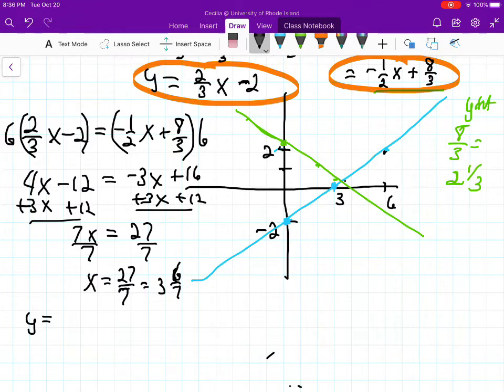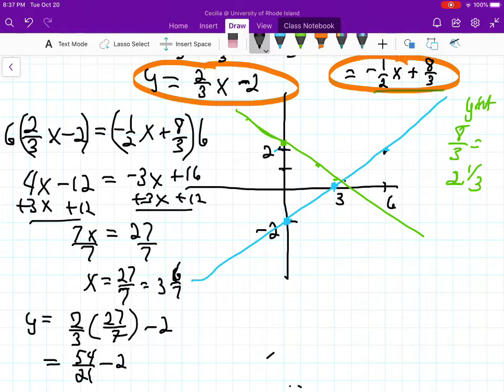Okay, so let's go ahead and do 2/3 times 27/7, and then we're going to subtract 2 from that. So we're in a situation where we really have no choice. We're just going to have to go ahead and multiply this out. So we get, first of all, 2 times the 27. We're going to multiply across the numerators. And we see that that's 54, and then 3 times 7 is 21, minus 2.